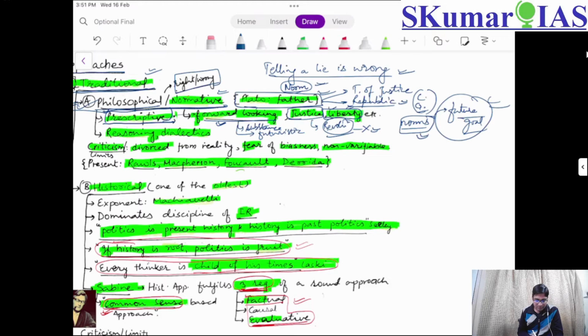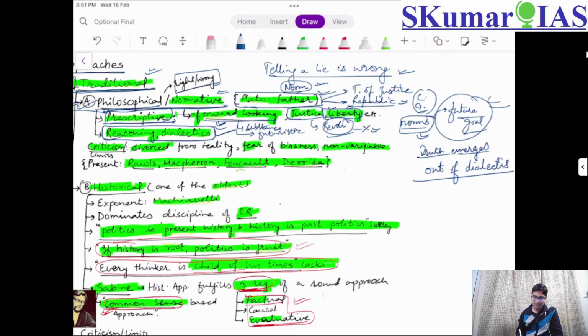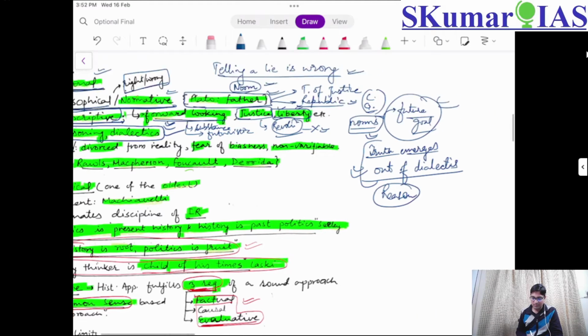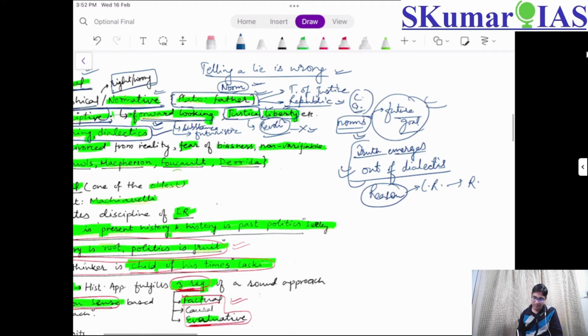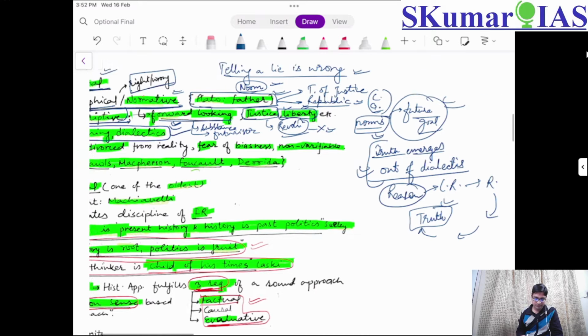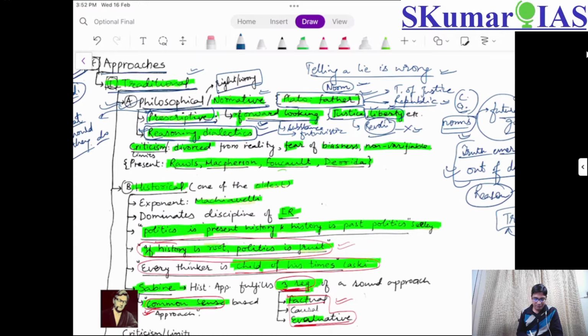Then philosophical or normative approach, the classic feature of this is reasoning and dialectics. Dialectic means, as Plato says, that truth emerges out of dialectics. Why? Because if you reason and there is counter reason and then again there is reason, in that scheme of things, finally the truth emerges. And reasoning is the key feature of dialectics. If you do not have reason, how can you argue and counter argue? So reason is the primary feature of dialectics. So these are the crucial features of the philosophical or normative approach.